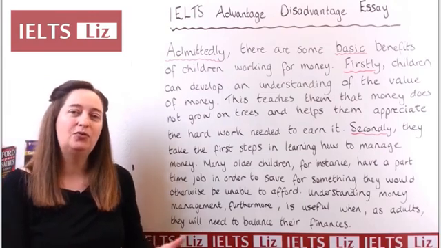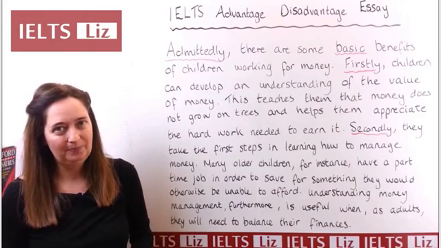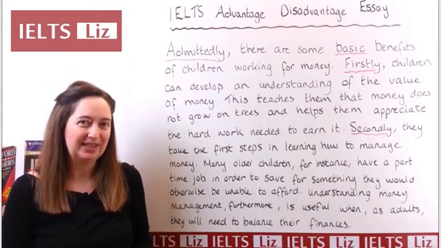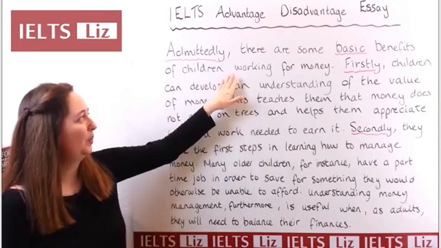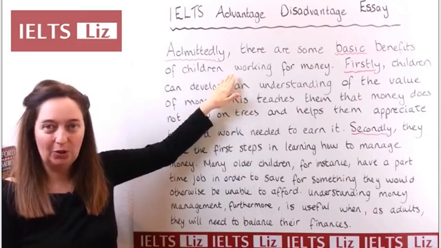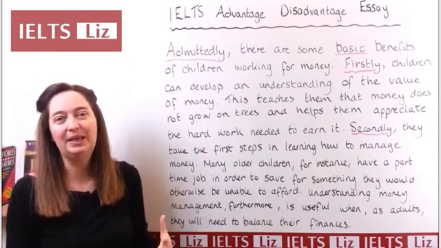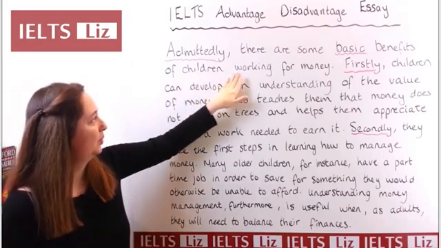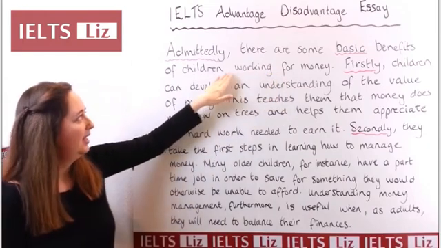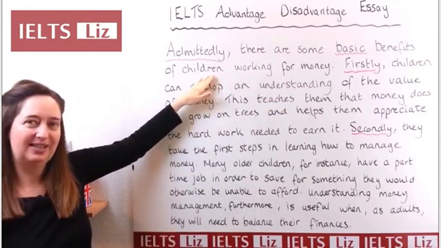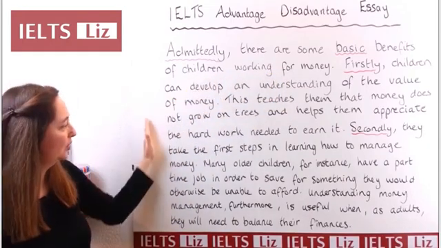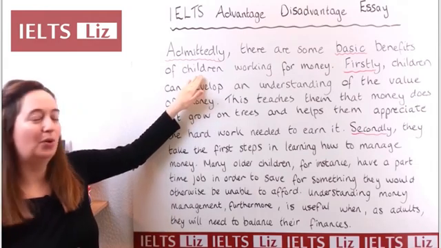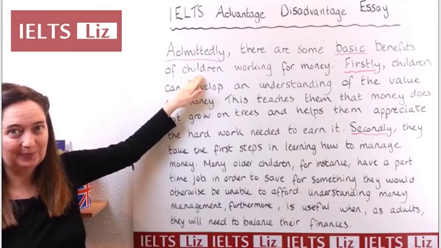Now, before we move to the second body paragraph, the disadvantages which we support, I want to point out one more thing. A lot of people talk about paraphrasing the topic. Now, our topic is children working for money. So you can see here we've got children working for money. Now, how many times do you need to paraphrase that in your essay? Well, if you look more carefully, you will see that actually we're not paraphrasing it very often at all.